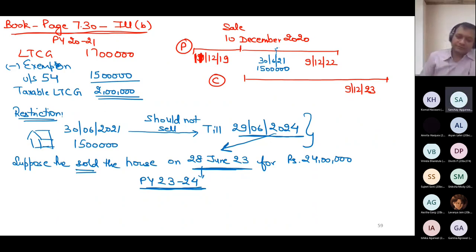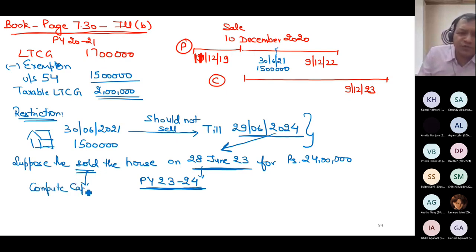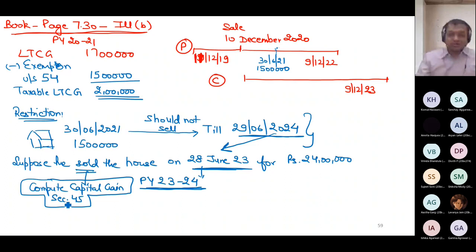Sir, 15 lakh will become the long-term capital gain in the previous year 23-24. No, don't say what it will become. But one thing is sure, that in this year when I am selling the house, without any penalty provisions, I have to compute capital gain. Since I am selling the house, I will compute capital gain. This is sure. As per section 45, which is the starting section, since I am selling the capital asset, I will compute capital gain. The way of calculation will change.